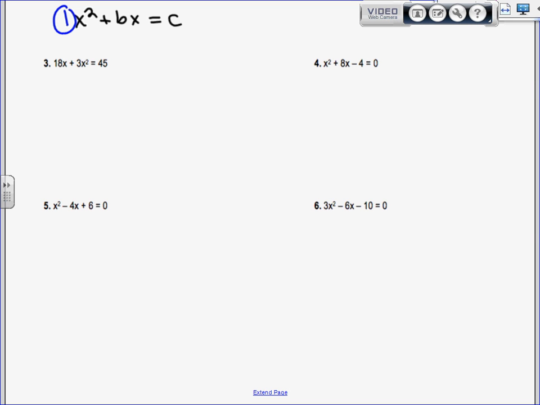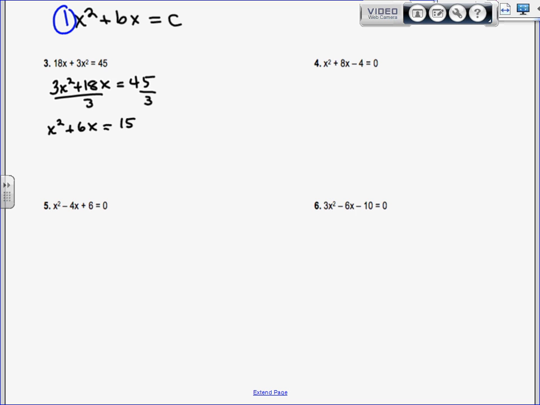So I'm going to get all my x's on one side. So 3x squared plus 18x equals 45. And I'm going to divide by 3. So I divide by 3, divide by 3. Have we done this one? No. No, okay. So I get x squared plus 6x equals 15. Okay, now it's set up in that form so I can complete the square.